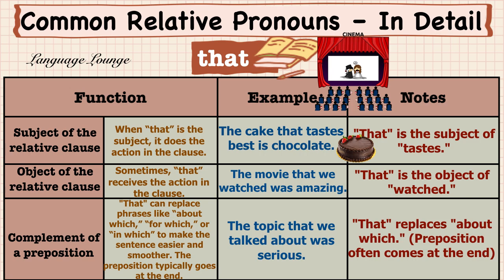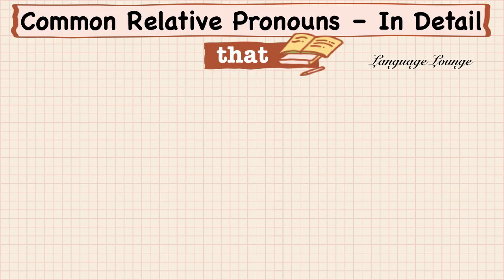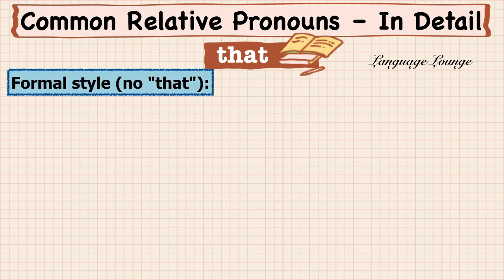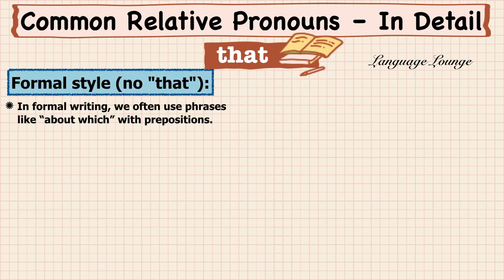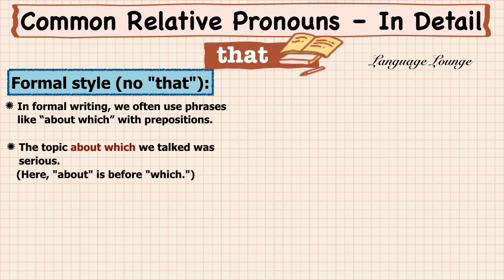The relative pronoun that is used in both formal and everyday informal English, but how we use it can change depending on the style. Formal style, no that. In formal writing, we often use phrases like about which with prepositions. Example: the topic about which we talked was serious. Here, the preposition about comes before which, which is more traditional and proper.